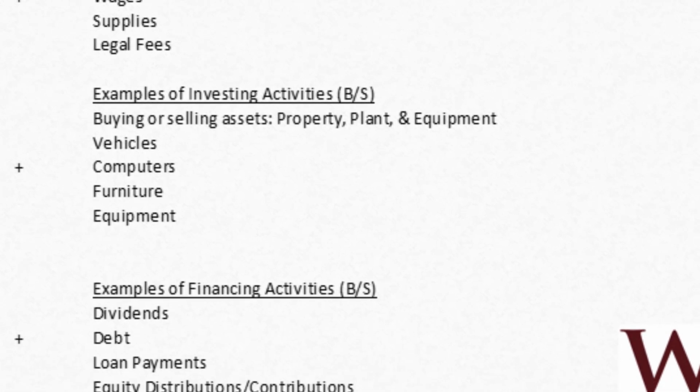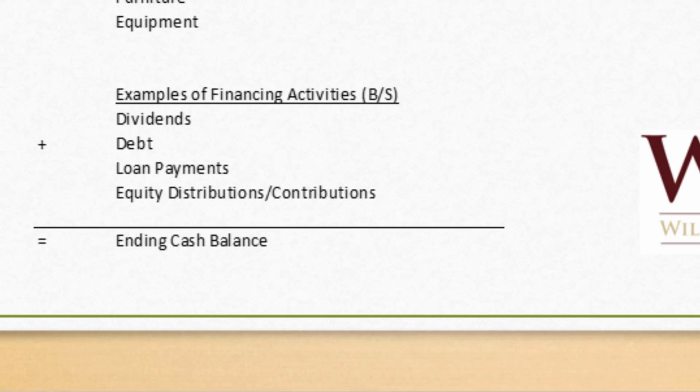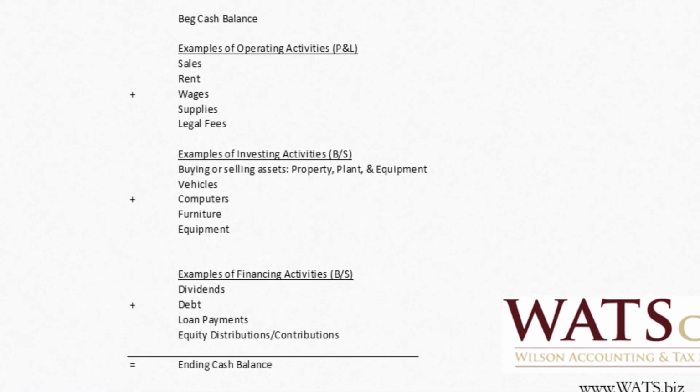Examples of investing activities would be buying and selling assets, so maybe property, vehicles, equipment, that type of stuff, computers. And examples of financing activities would be any debt or dividends. So loan payments, you took out a loan and now you're repaying those. Those are financing activities. So you start with your beginning balance, plus and minus your cash flow from your operations, your investing and your financing, and then you come to your ending cash balance.